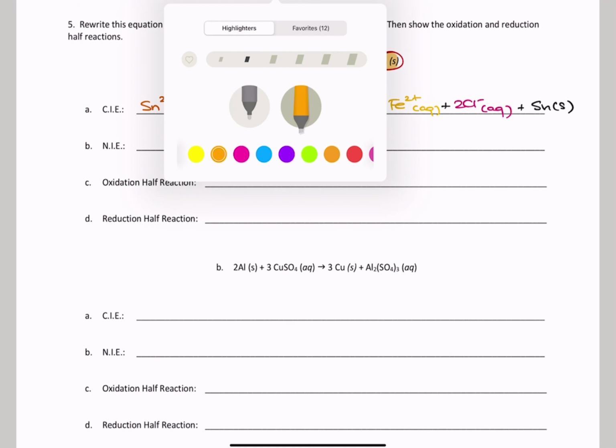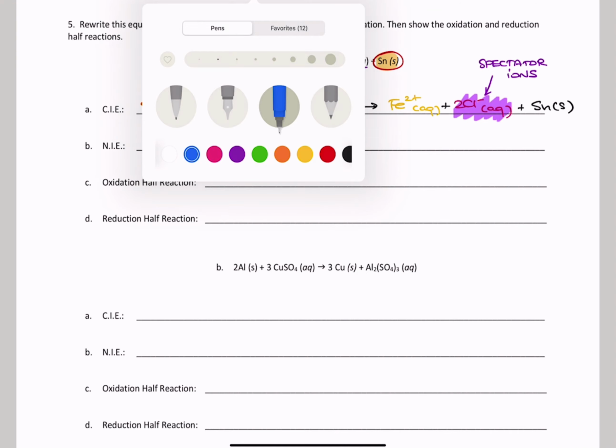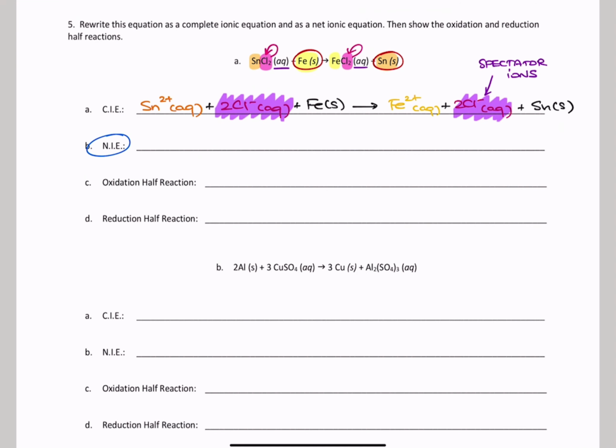We have to identify the spectator ions in order to simplify the equation and get the net ionic equation. You will see here that the chloride ions are spectator ions. We're going to take them, remove them, and we will get the net ionic equation. Sn2+ aqueous plus Fe solid gives Fe2+ aqueous plus Sn solid.